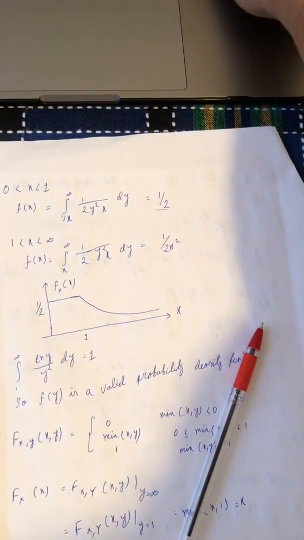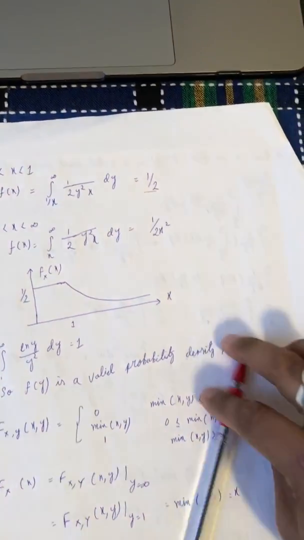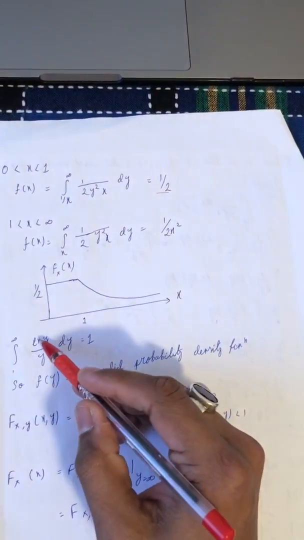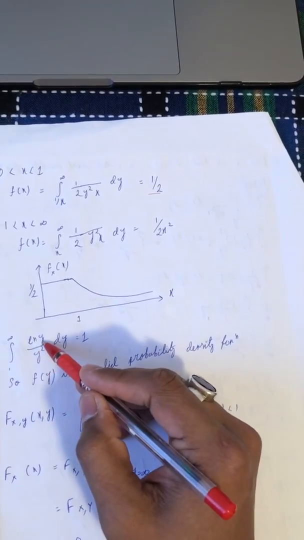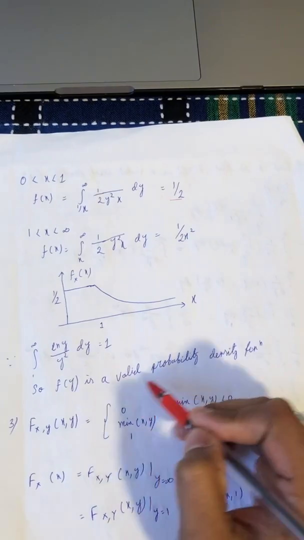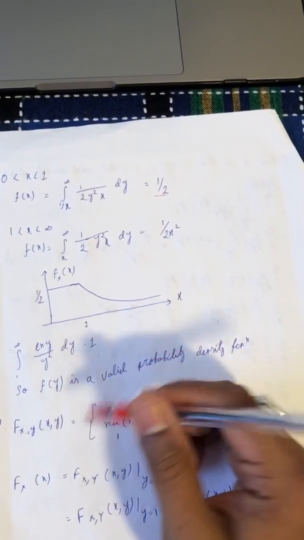The fourth part is to check whether fx and fy are both valid density functions or not. Because the integration from 1 to infinity of ln y divided by y square dy is equal to 1, fy is a valid density function, but fx is not.